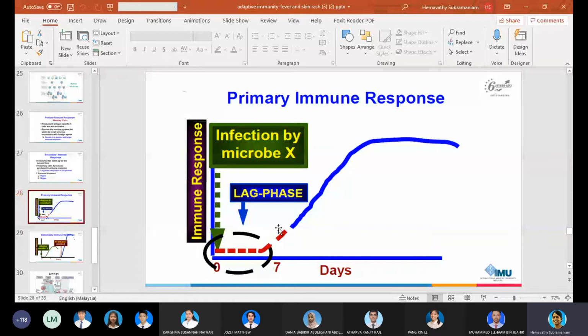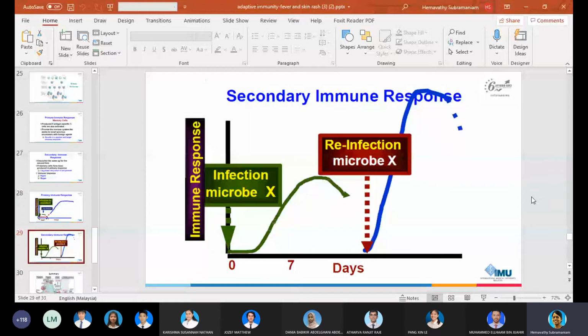Okay, comparatively, for your secondary immune response, anything that you guys would want to summarize? Want to give a try? The secondary immune response is much faster because there are already memory cells in the body. Okay, that is in general. But looking back at the graph, how would you want to summarize this?